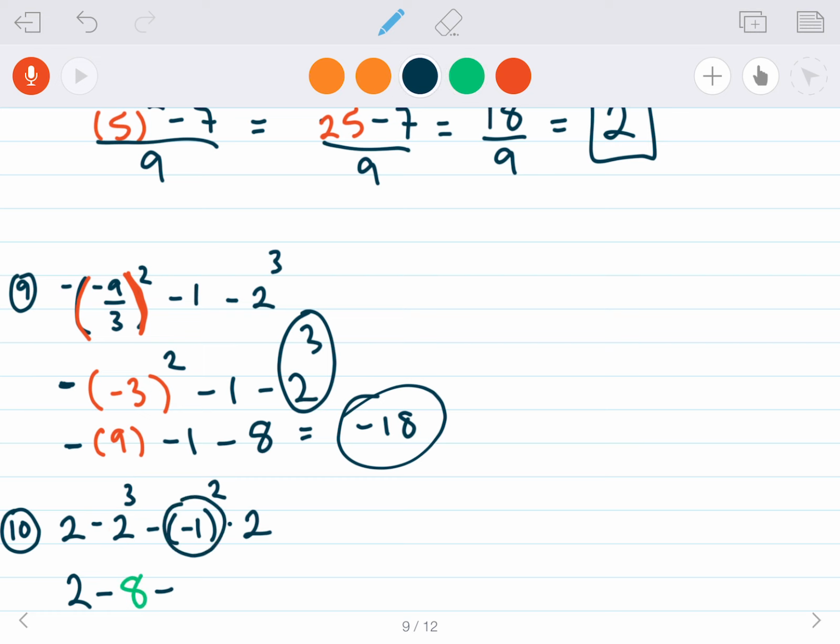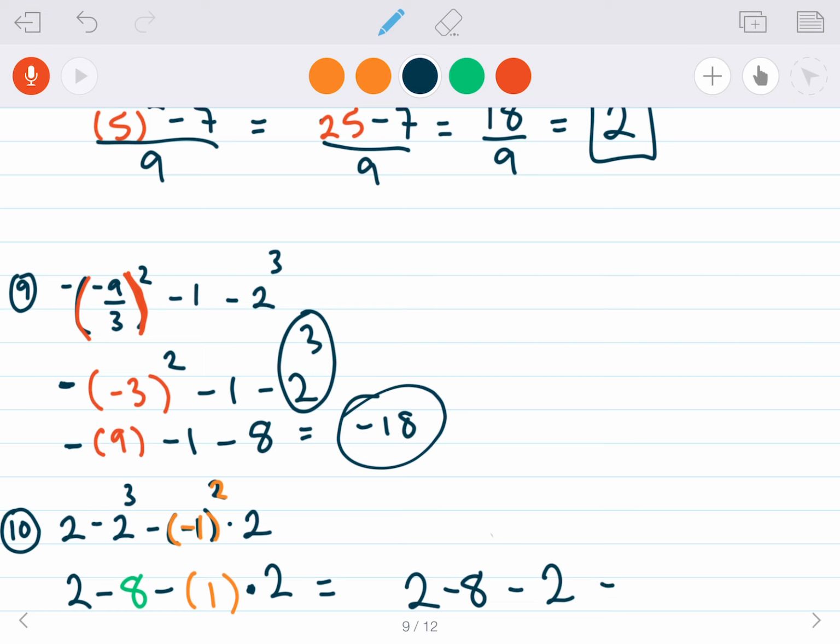Minus, now this guy is in parentheses, so this guy, negative 1 squared, is the same thing as negative 1 times negative 1, which is positive 1. So we still have this negative on the outside, but what this becomes right here is positive 1. So I'll just leave it like that, times 2. Okay, next thing in my order of operations to do is multiplication. So I want to do negative 1 times 2, and that's going to give me a negative 2. So this becomes 2 minus 8 minus 2.